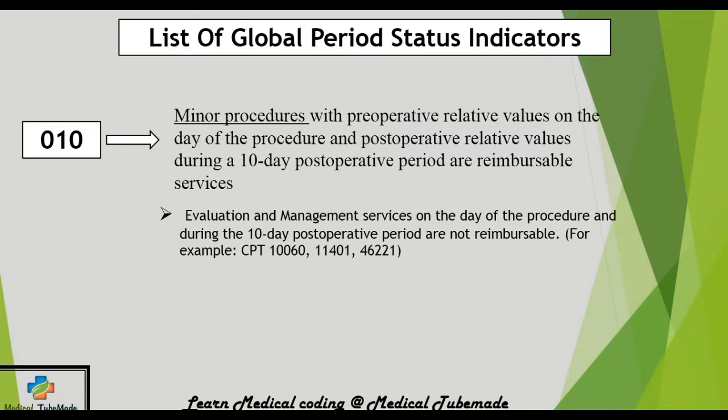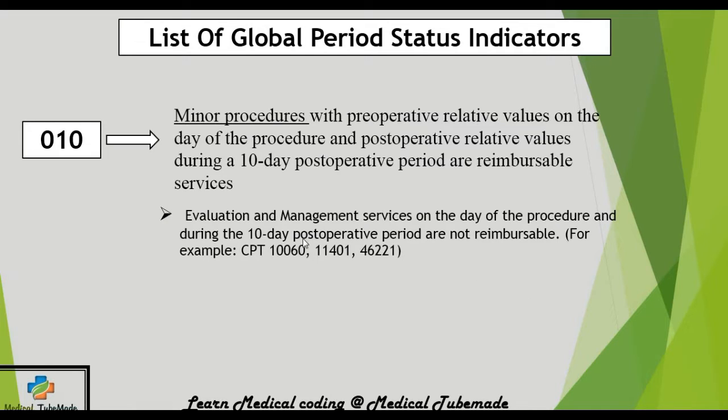The next global period indicator is 010, meaning 10 days global period. The description is: minor procedure with pre-operative relative value on the day of procedure and post-operative relative value during a 0 day post-operative period are reimbursable services. Evaluation and management service on the day of procedure and during the 10 days post-operative period are not reimbursable. For example, CPT 10060, 11401 and 46221. These are just examples. There are many minor procedures having a 10 days global period.